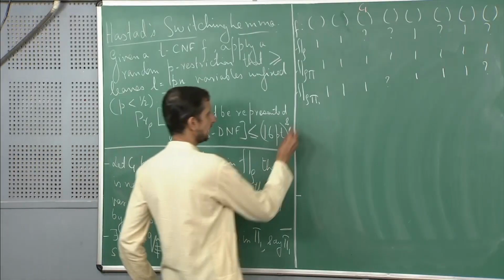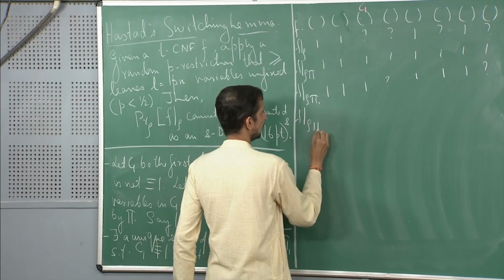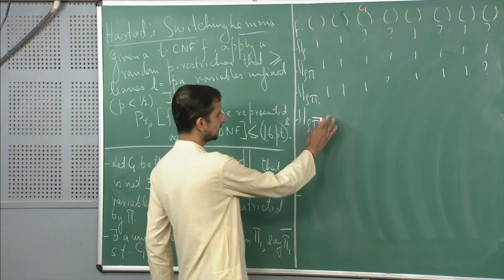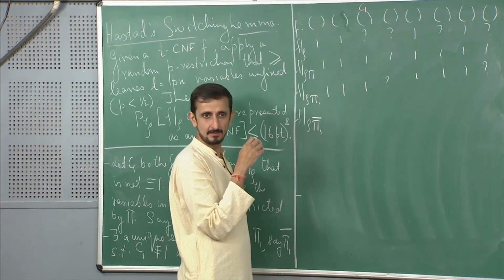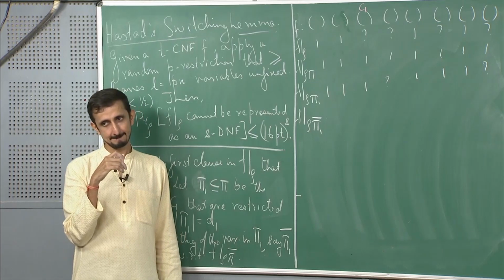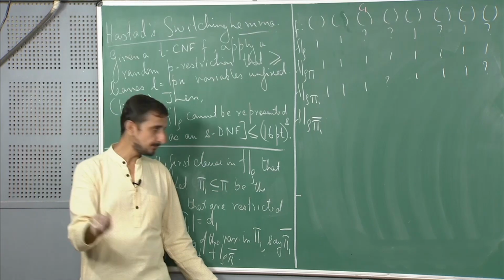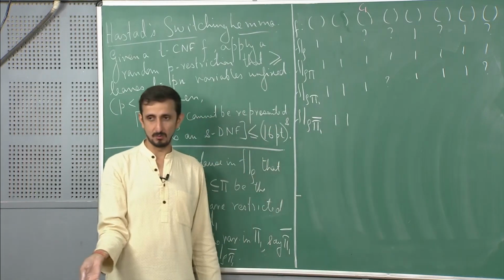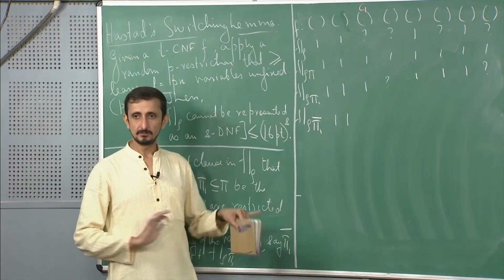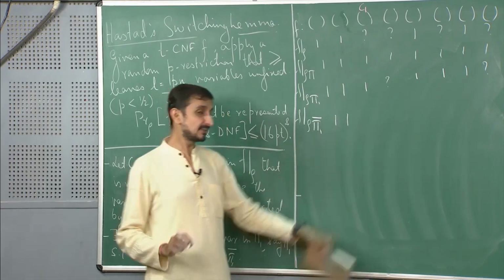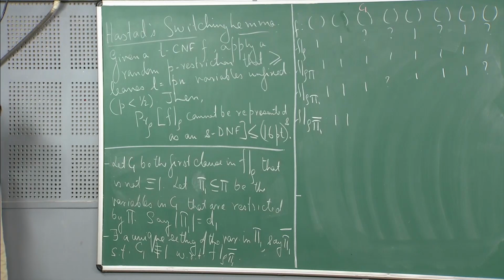Now, if I look at f restricted to rho pi 1 bar, what can I say? What about the clauses before C1? Those remain 1 because rho was already restricting them to 1, so they do not change. What about C1? Well, it does not become 0, it becomes unrestricted now. No, we are not fixing everything. See, that is the thing.